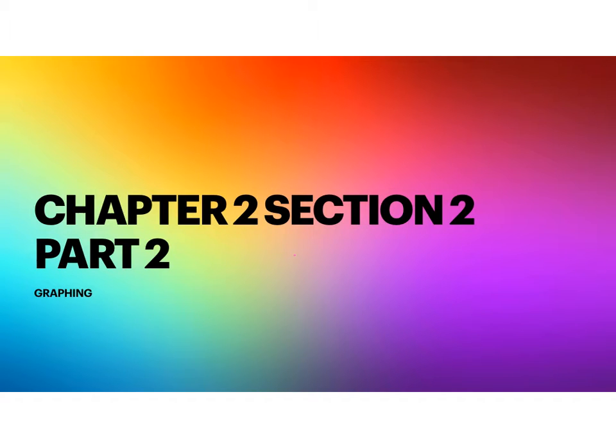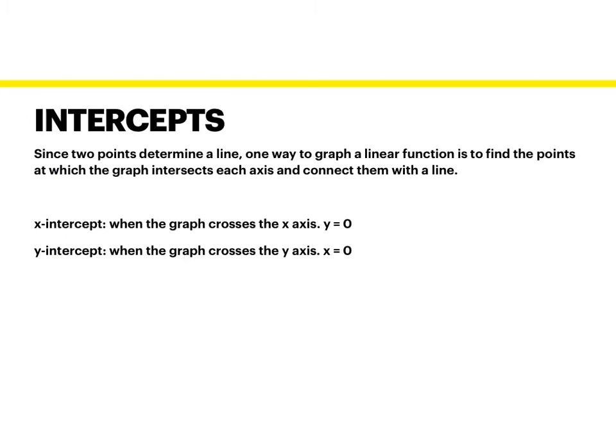Okay, 2.2 part 2. We're going to tap into graphing a little bit, but focus on X-intercepts and Y-intercepts. Since 2 points determine a line, one way to graph a linear function is to find the points at which the graph intersects each axis and connect them with a line. We can find our X-intercept when y is equal to 0. Our X-intercept is when it crosses the x-axis, but it's when y is equal to 0. And then our Y-intercept is when x is equal to 0.